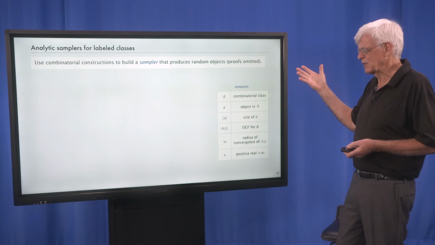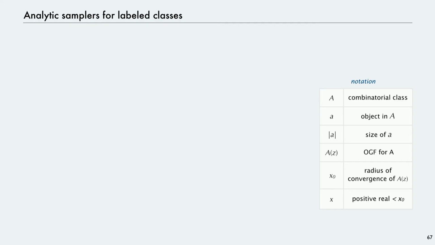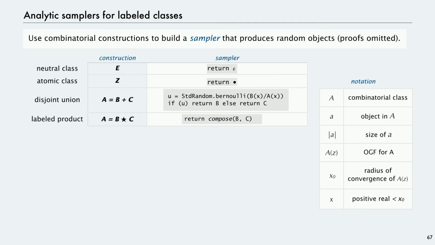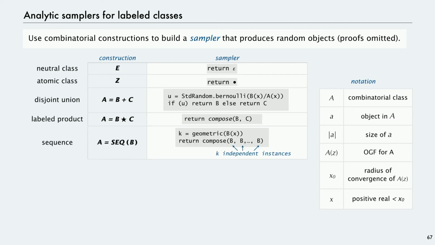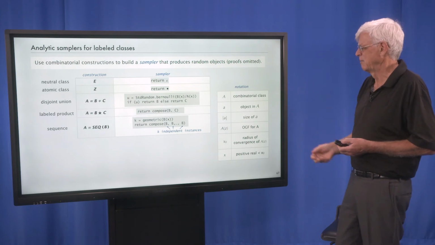Okay, so what about labeled classes? Those were unlabeled classes. Well, the same types of rules work for labeled classes. Some of these work for unlabeled too. We can describe more complicated operations like sequence. If we have A is a sequence of B's, then we generate an integer K according to a geometric distribution, and then we compose K independent instances of B.